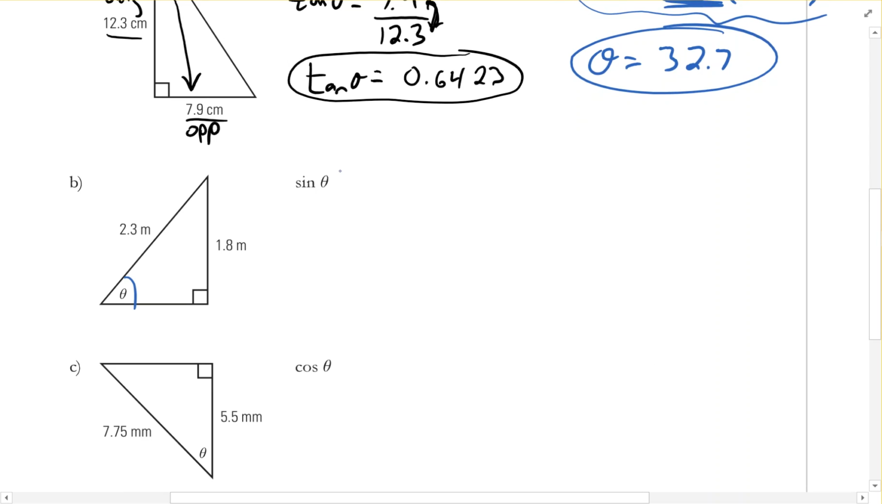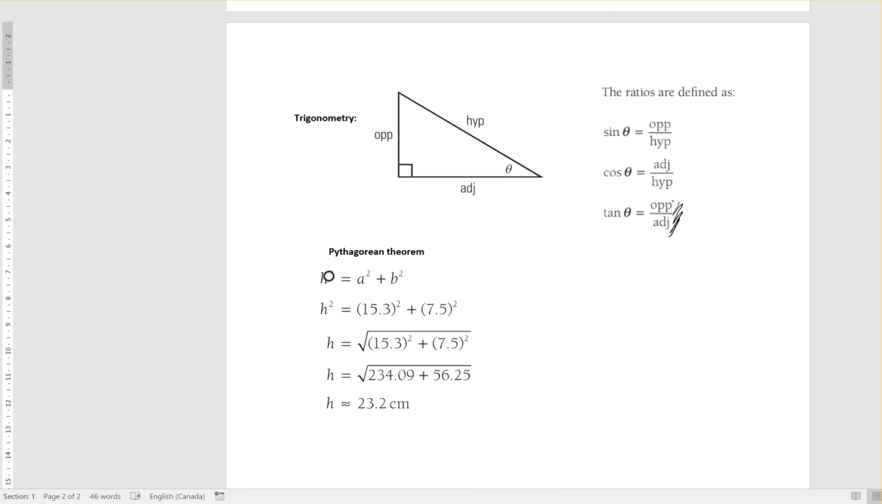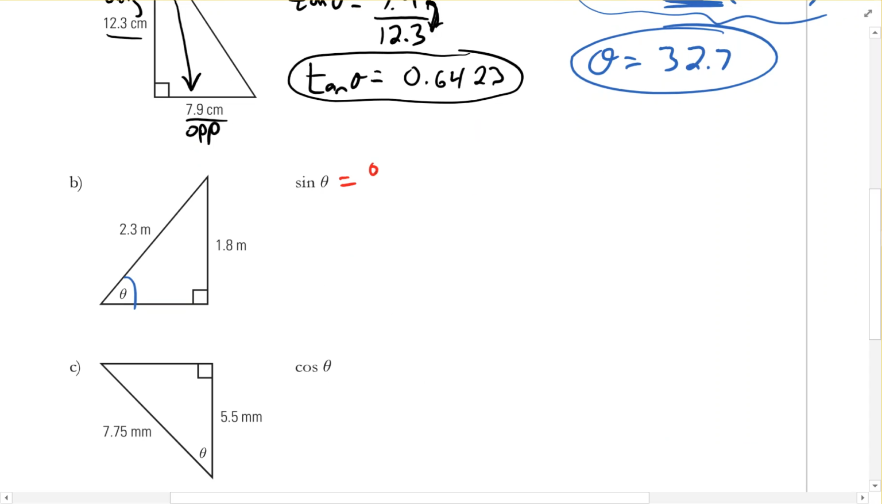same type of thing going on here. We're going to say sine theta. Look to your formula sheet. Sine theta is equal to opposite over hypotenuse. So write that down. Now we just have to put the right numbers where they go. Sine theta is equal to, well, the opposite to the angle is 1.8, and the hypotenuse is 2.3. So we're going to go 1.8 divided by 2.3.